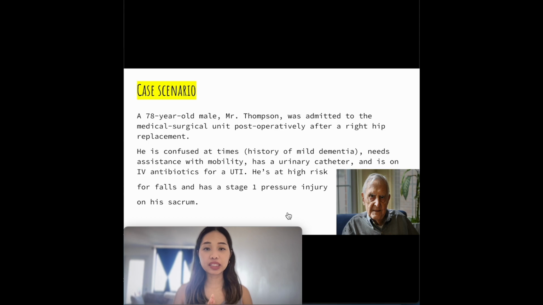Just by reading this case scenario, can you figure out what your responsibility is if you're the RN, the LPN, and the healthcare assistant? What would be the expectations from you? It's important to know the scope of practice, not only during an assessment, but most importantly, once you are practicing as a nurse.